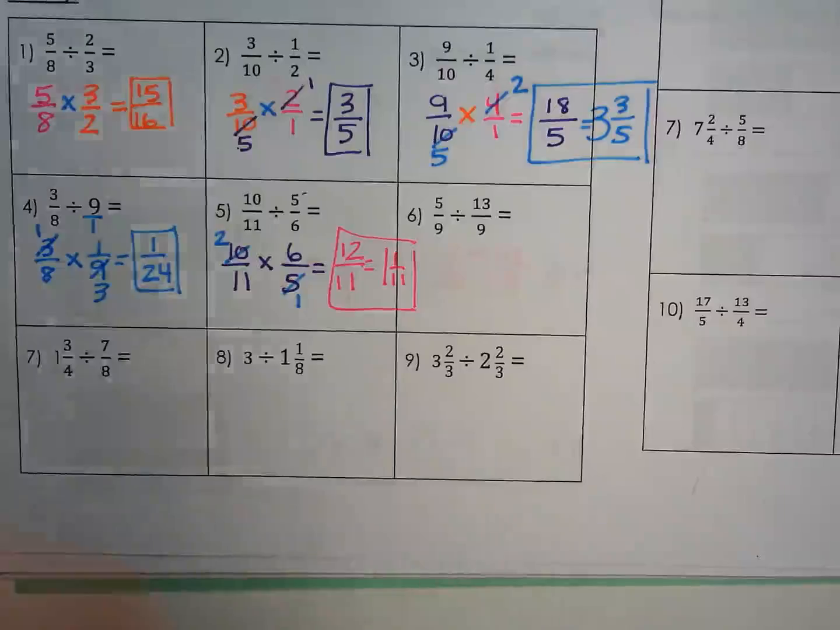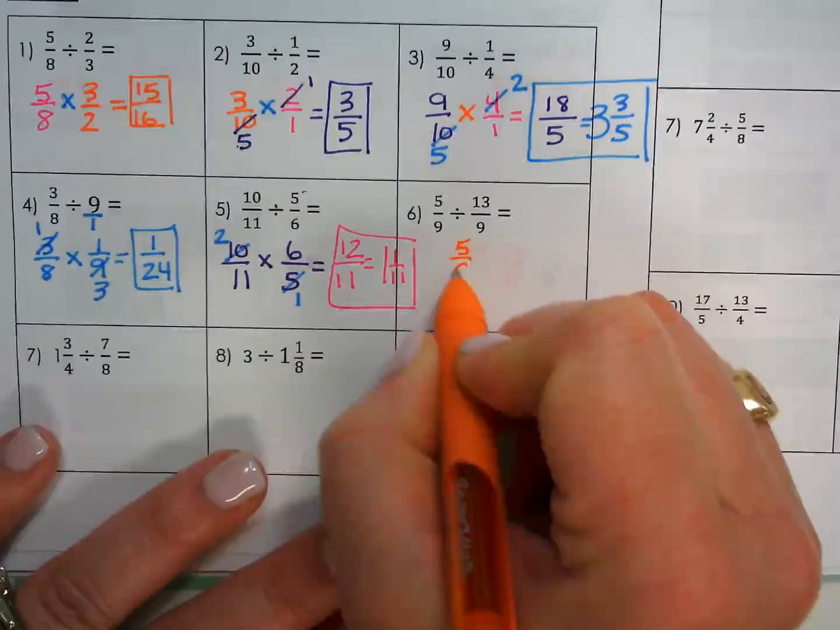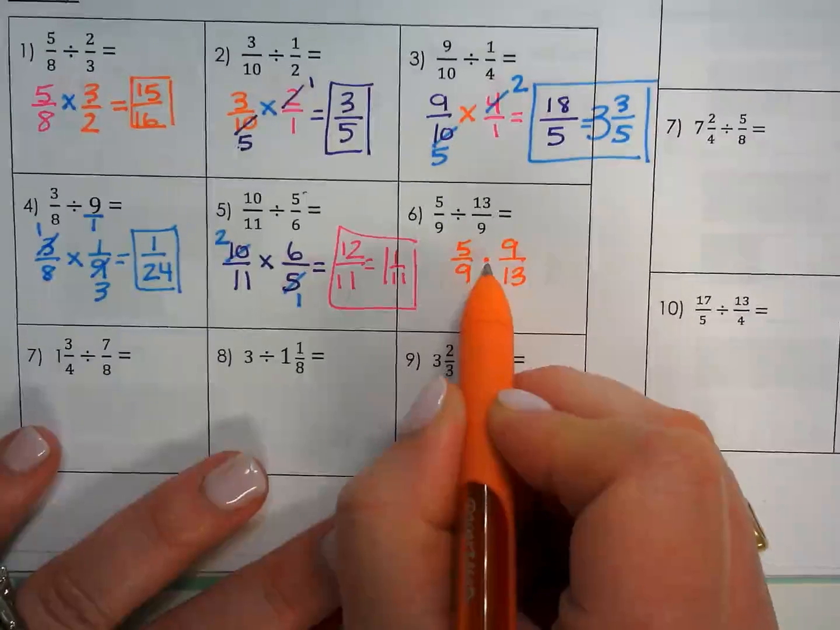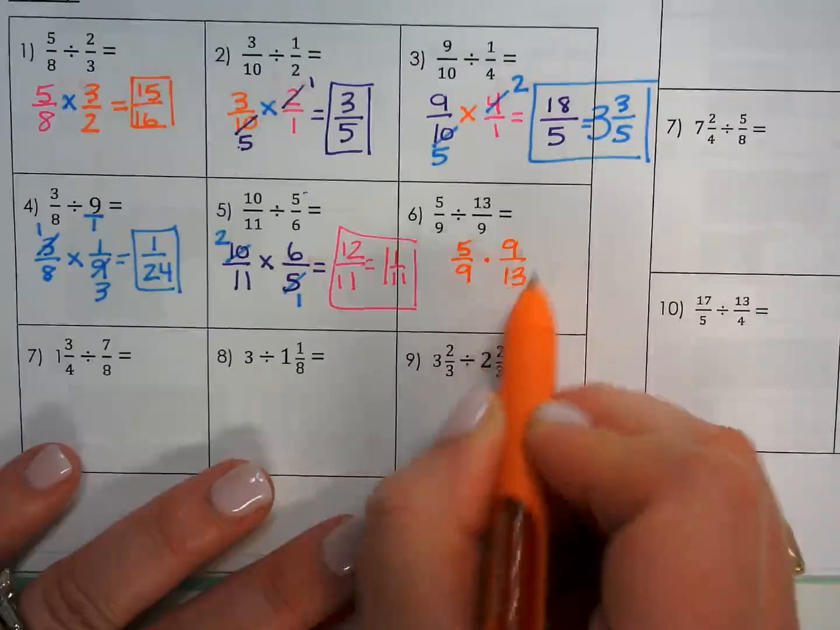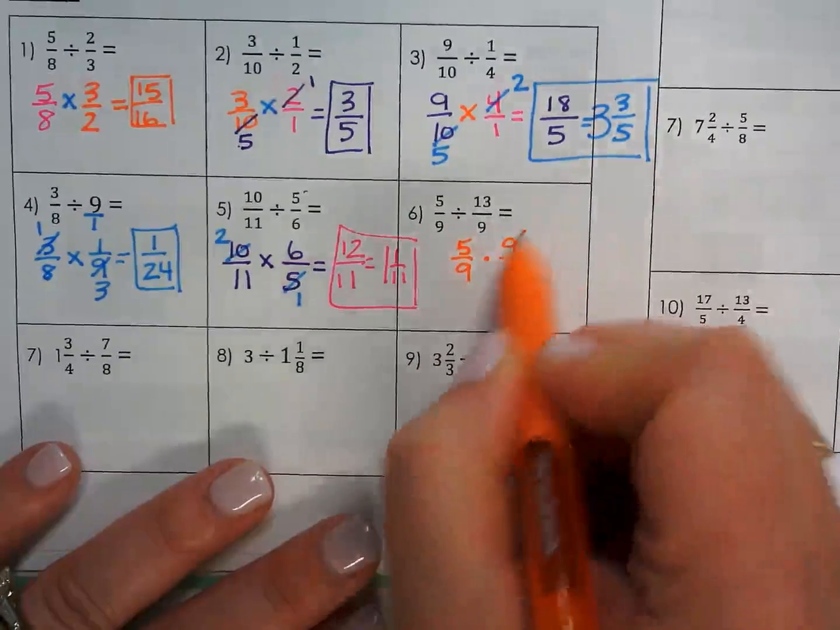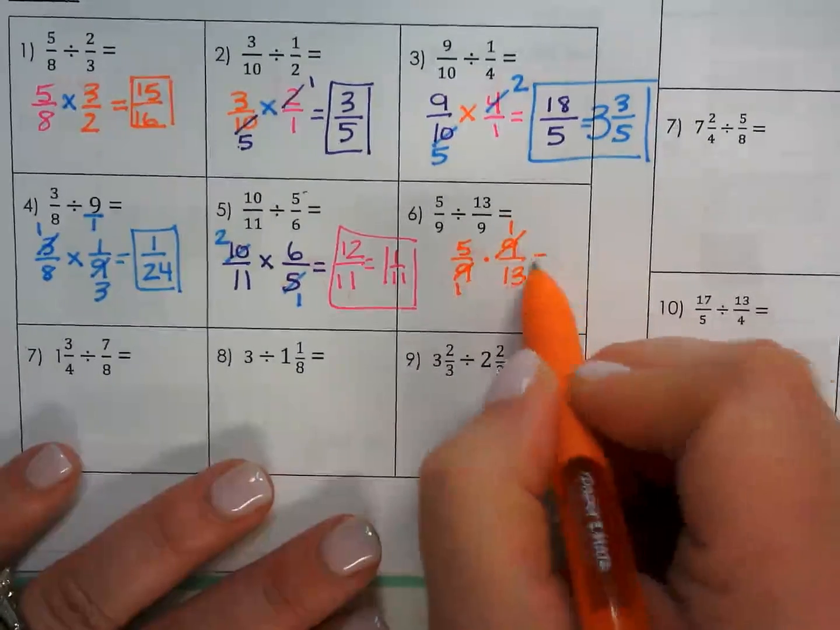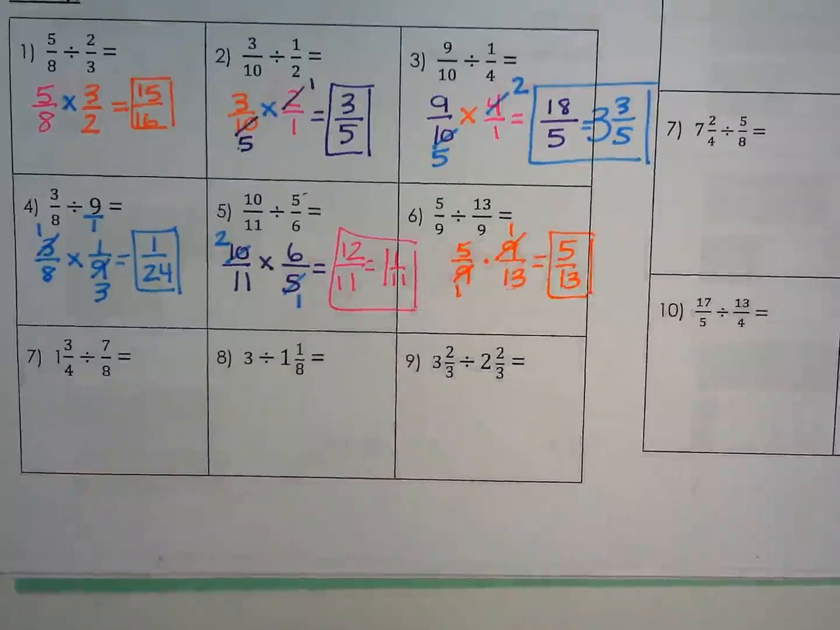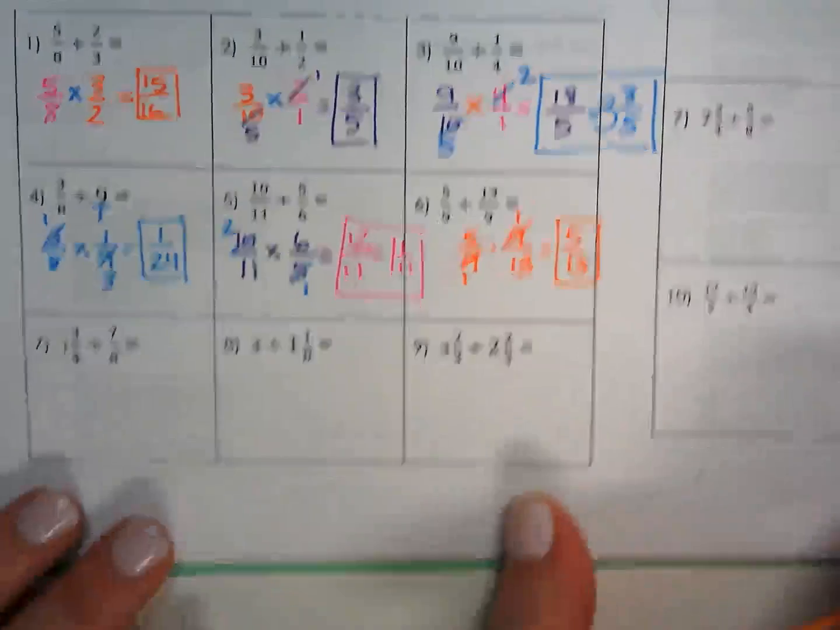In question number 6, 5/9 times 9/13. So we kept, we changed to multiplication, and we flipped over, making it its reciprocal. 9 and 9 share a factor of 9. And so when we're done, it's 5/13. Okay. We'll do a couple more problems just to make sure we've got it.